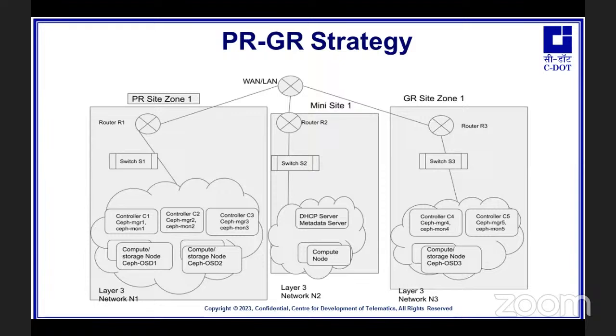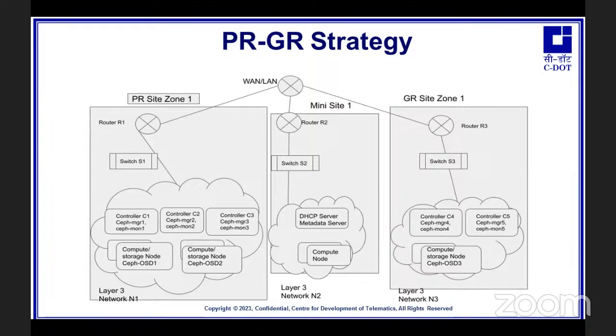Whenever the PR site goes down, the GR will come into the picture. The same nodes and all these things will be set up for the PR and GR. When all things are going fine, PR will take all the traffic. When PR goes down, the GR will come into the picture and take over all the traffic in the GR.